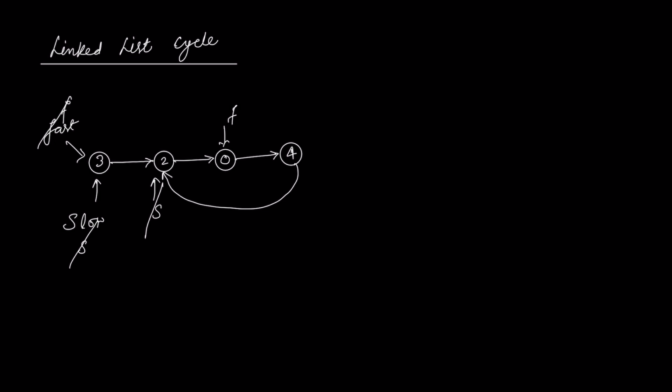Now again S will move one position, and F will move two positions. Here S will move one position, and F will move two positions because there is a cycle. So see, in this case F is equal to S. That means there is a cycle.